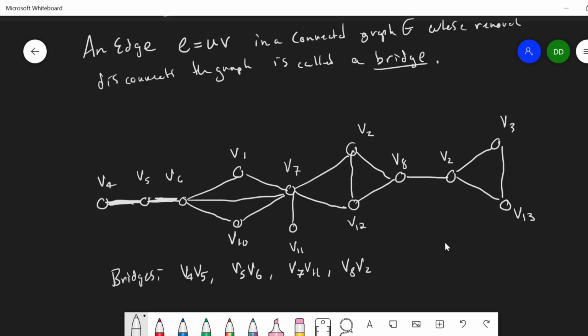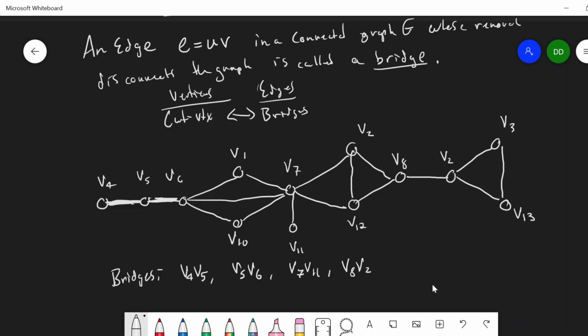Again, this is the analog of cut vertex. For vertices that disconnect the graph, we have cut vertex. For edges, we have bridges. Both disconnect the graph, but they're different elements of the graph.